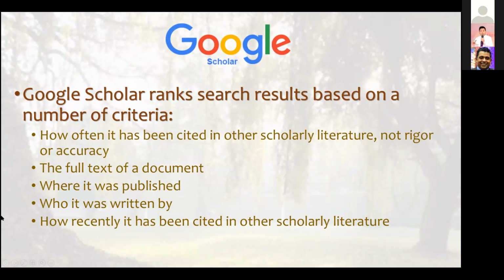And how recently it has been cited in other scholarly literature. There could be an article which has been cited many times, but probably it has not been cited in the last few years, which means it is not relevant or important anymore. If you look at these factors, of course, this is how we would identify a good source of information as well. So this is basically the main criteria in Google Scholar as well.